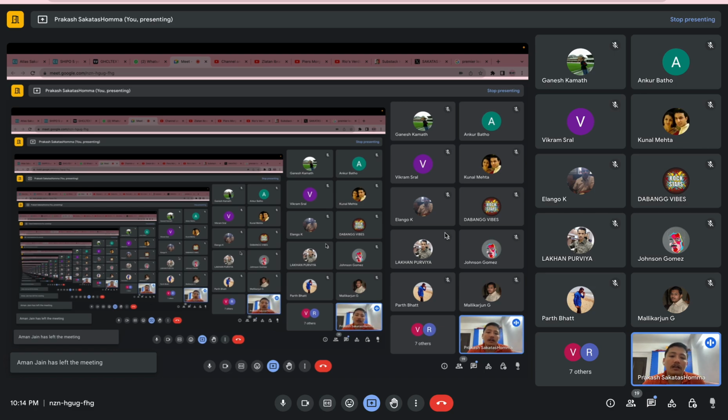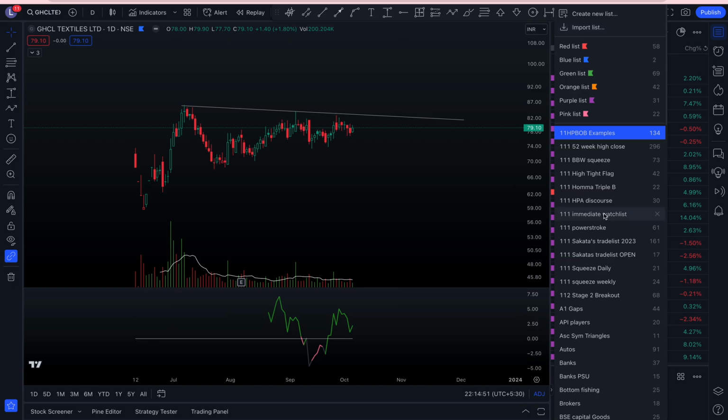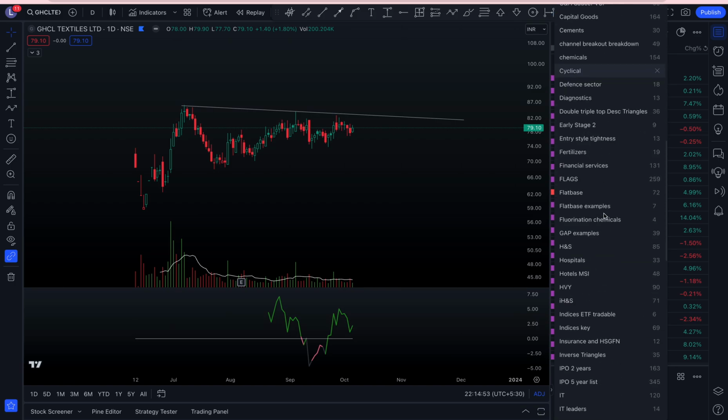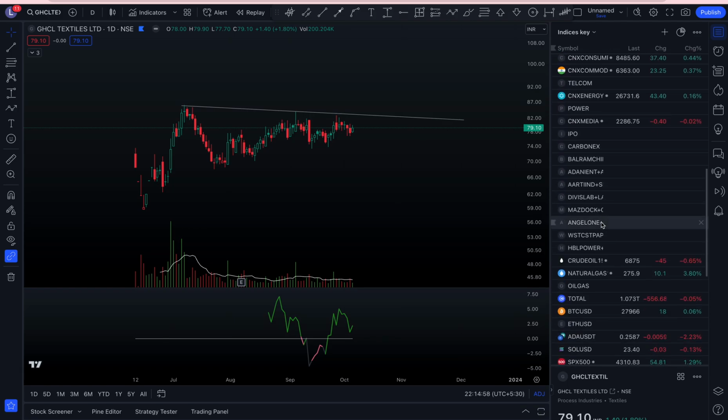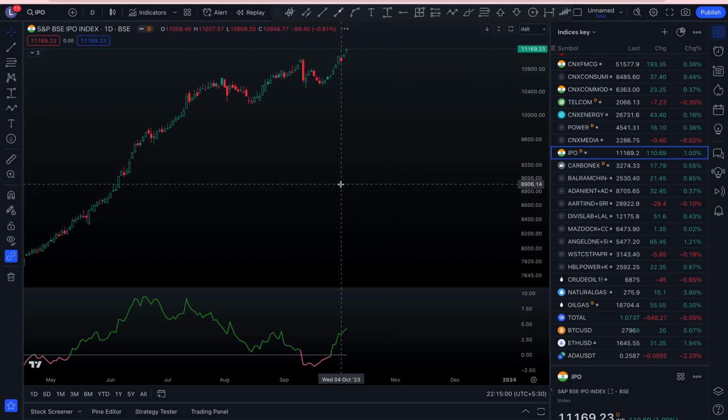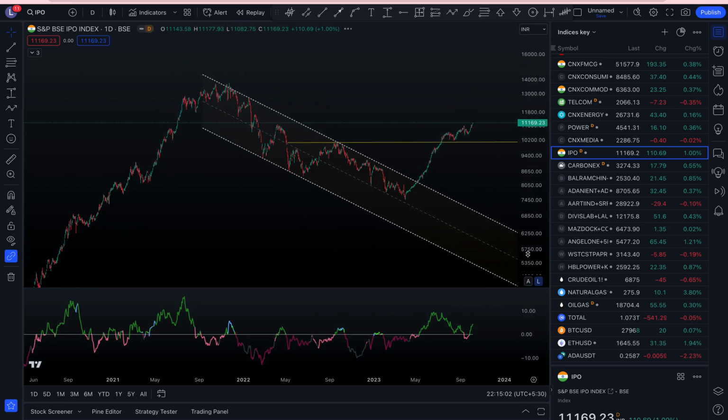if some of you want to know what time IPOs work or not, what you can simply do is follow this index, which is basically the IPO index. And the moment the IPO index starts to outperform, that is the time you have to start looking at IPO names more aggressively. So this is the IPO index.